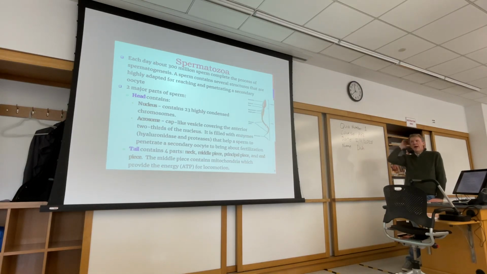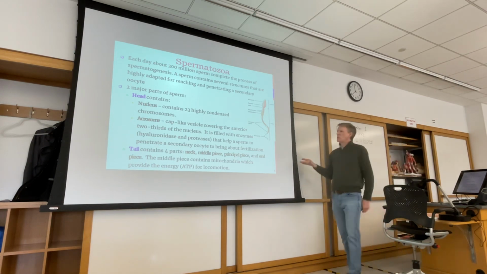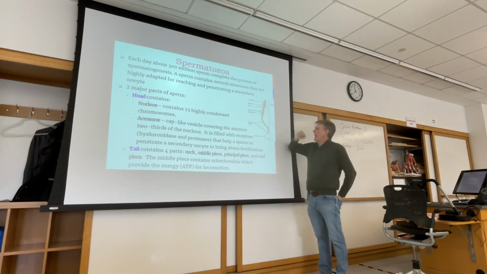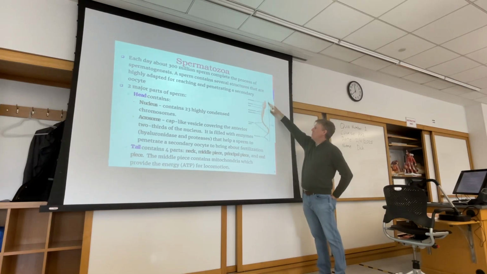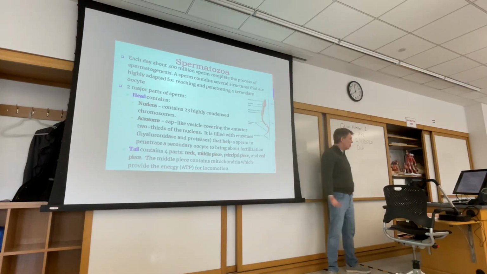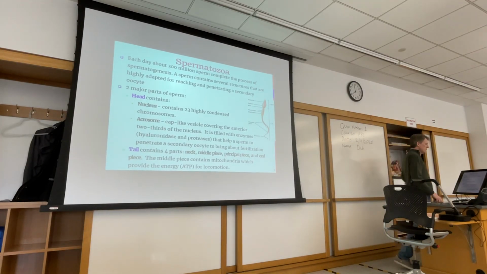All right, so spermatozoa, that's the name for your mature sperm. I think everybody has a good idea what a mature sperm looks like. Kind of like this guy. 2 parts to it, the head and the tail. The head is where the nucleus is. It's going to have 23 chromosomes in it if everything went according to plan.